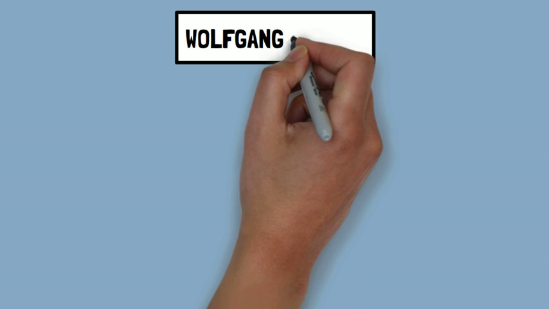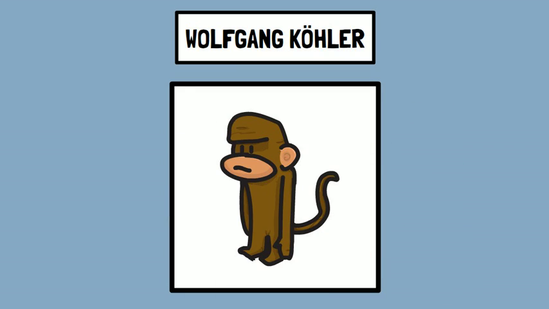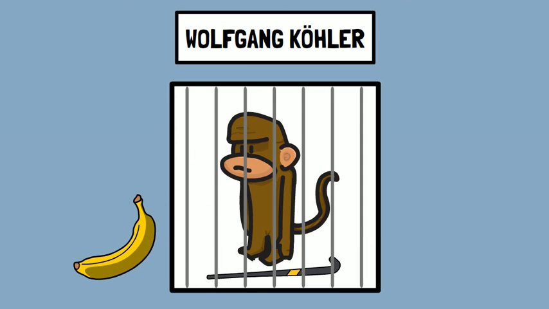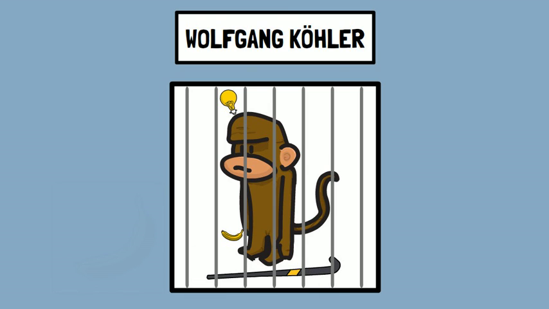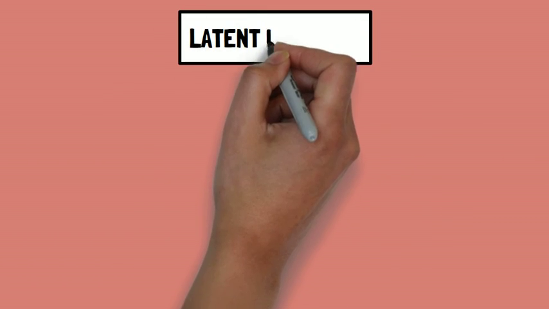One famous example of insight learning is the experiment conducted by psychologist Wolfgang Kohler with chimpanzees. In the experiment, Kohler placed a banana just out of reach of a chimpanzee in a cage with a stick. The chimpanzee tried various ways to reach the banana using the stick, but was unsuccessful. Finally, after some time had passed, the chimpanzee suddenly had an aha moment and used the stick to reach the banana, demonstrating insight learning.